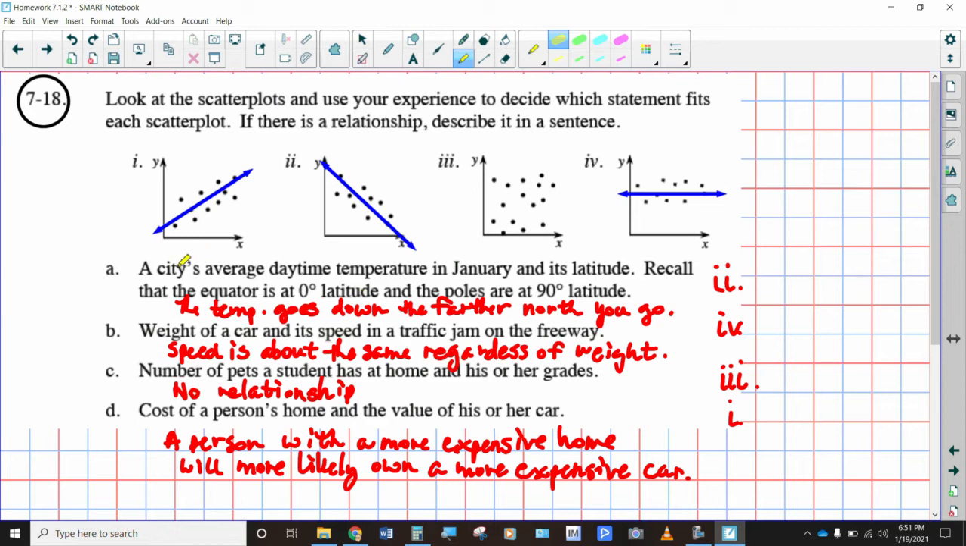It says a city's average daily temperature in January, and its latitude. Oh, goodness, we need a geography lesson here. All right, so hold on for a second.